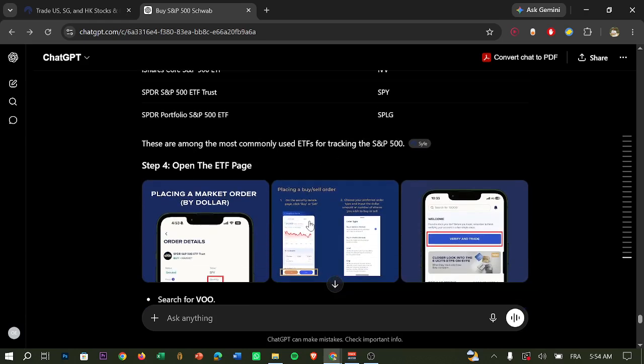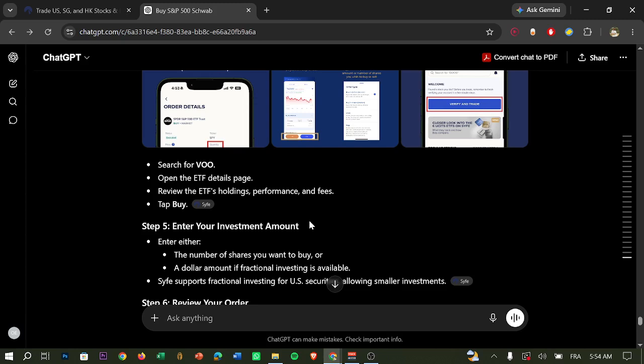Open the ETF page, search for VOO, open the ETF detail page, review the ETF's holdings, performance, and fees, and tap buy. And that's it, guys.